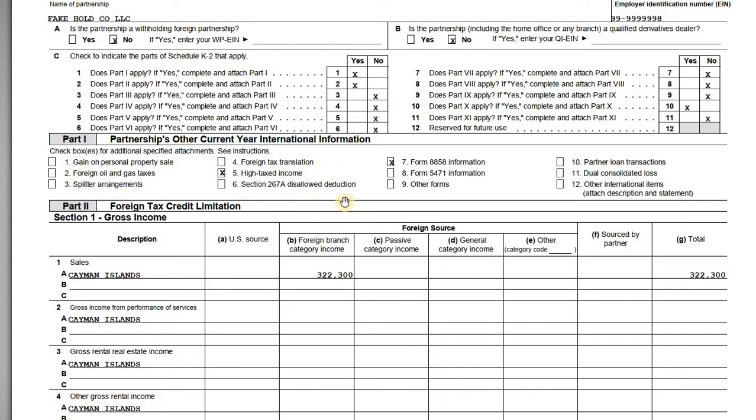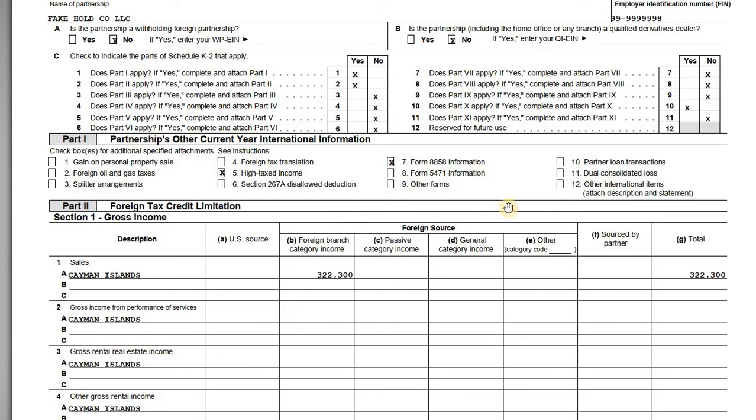267A, this doesn't apply to us. This is any kind of deduction taken for interest or royalty payments to foreign affiliates. It doesn't apply to us. We don't have any interest or royalty payments, nor do we have any foreign affiliated entities that we're doing business with, so not going to apply to us.